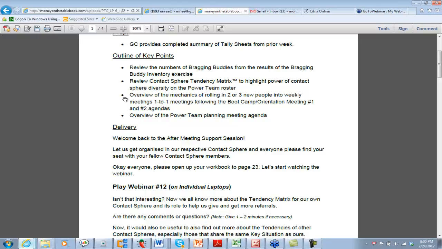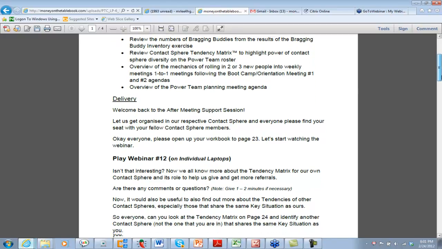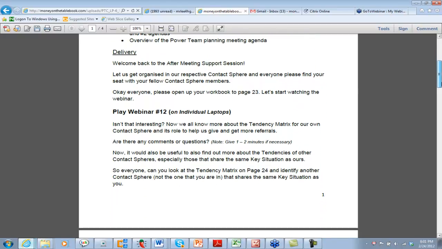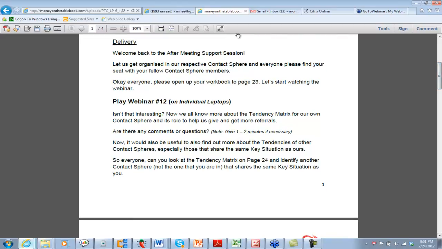All right, bullet point number 3, we're going to do an overview of the mechanics of rolling in 2 or 3 new people into a weekly meeting and one-to-one meetings. So we're going to make that transition from bragging buddy meetings with your initial bragging buddy to now roll some new people in and then pick up momentum with the power team agenda, which is the final bullet point, okay? So this is really the kids growing up here, all right? This is really where people are starting to graduate into some deeper levels of power team activity. So I'll take a quick sip and then dig into the delivery.